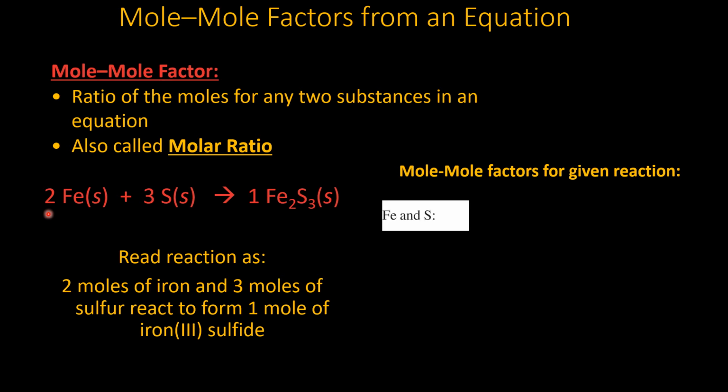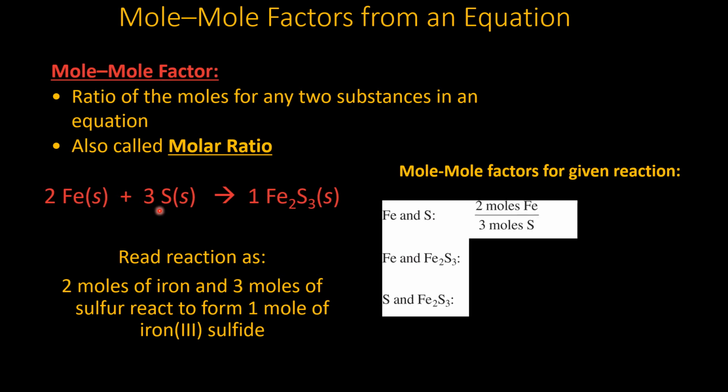And so you can say, well, iron and sulfur, what do we have? Let's see. There's my iron. There are 2 of those, and there are 3 of the sulfurs. And that's how I would determine a molar ratio, always, that I need for that. Iron and iron 3 sulfide, the same way. And so you would see that there are always 2 moles of iron for every 3 moles of sulfur.